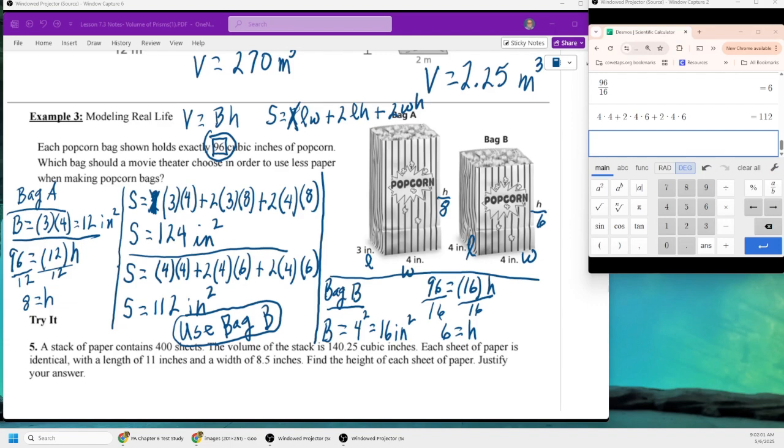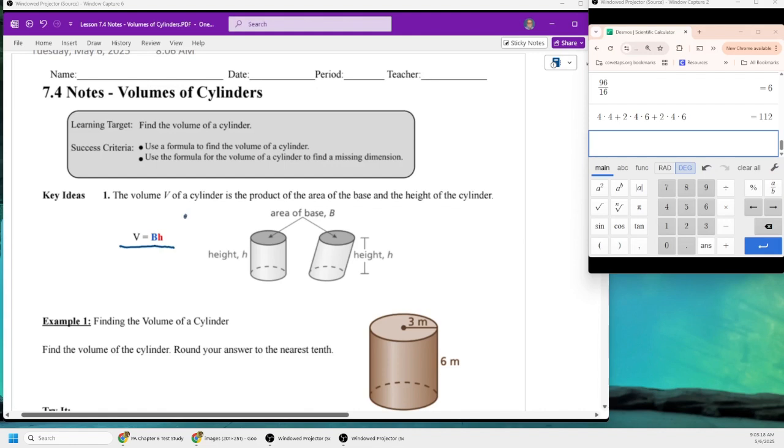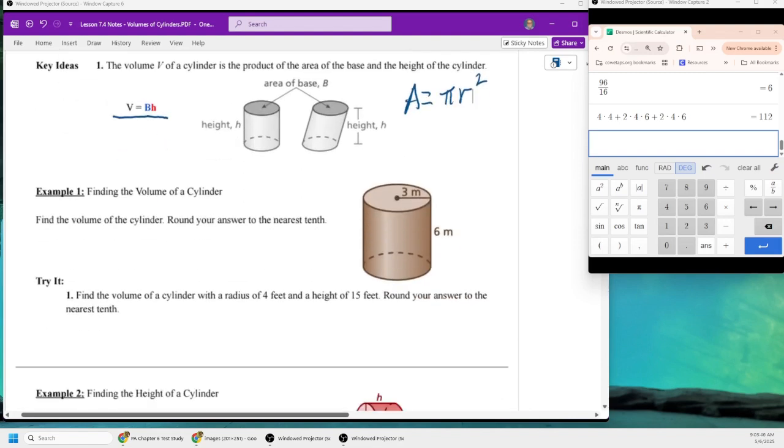Okay, we need to switch to the other paper. Okay, so we're looking at 7.4, the volumes of cylinders. Look at this formula. Does that formula look familiar? We already know how to do that, except this time, what shape is our base? Circle. So how do you find the area of a circle? Pi r squared. That's right. Good job, guys. All right, so find the volume of the cylinder. Round your answer to the nearest tenth.